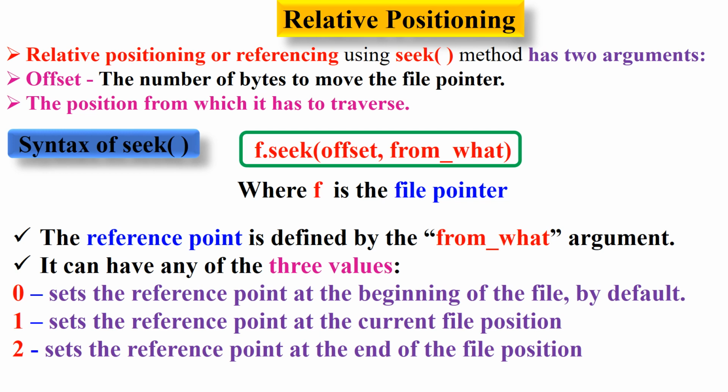0 value sets the reference point at the beginning of the file by default. 1 value sets the reference point at the current file position. 2 value sets the reference point at the end of the file position.